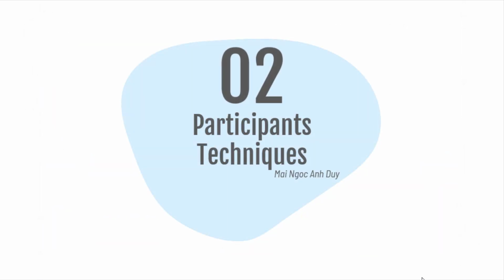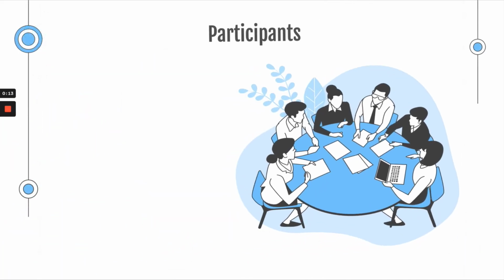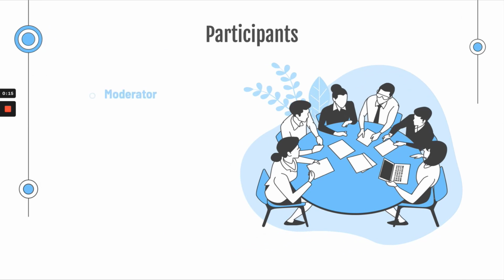Okay, hi guys, I'm Mai Ngoc Anh Duy and I will tell you about the participants and techniques of static testing. So, first of all, we will talk about the participants. The first role in the team is the moderator, who is also the review leader. He will perform the entry check, follow up on the rework, schedule the meeting, coach other team members, and finally lead the possible discussion and store the data that is collected.